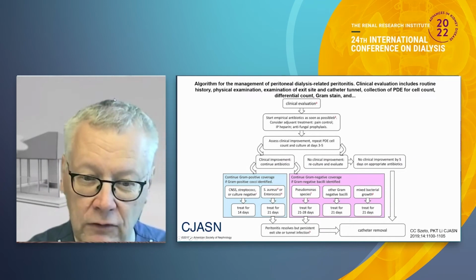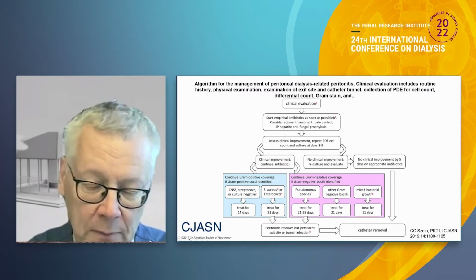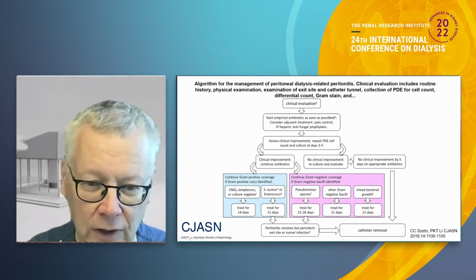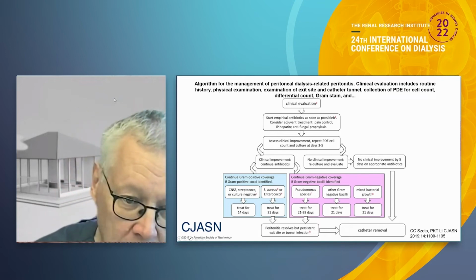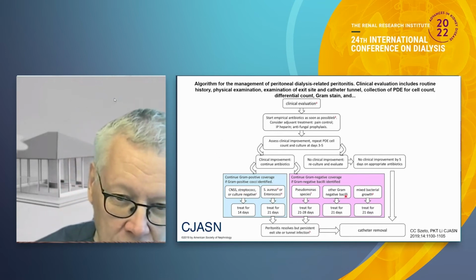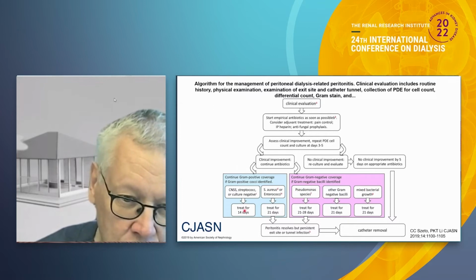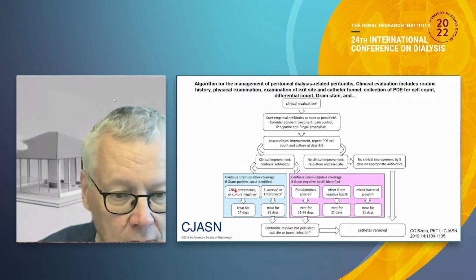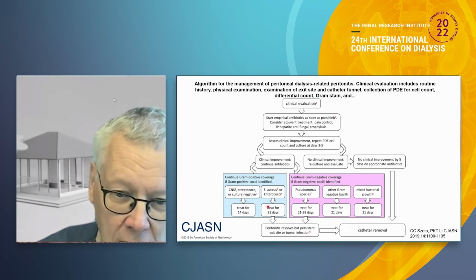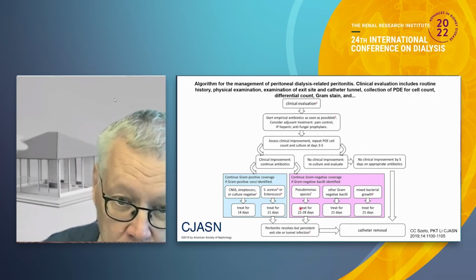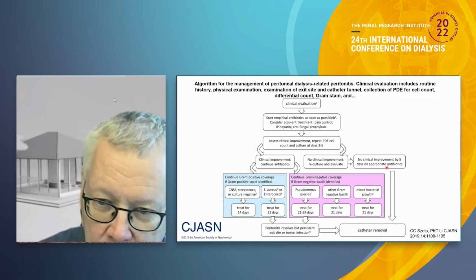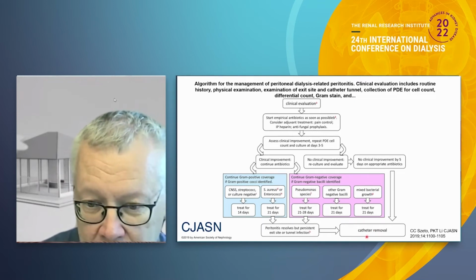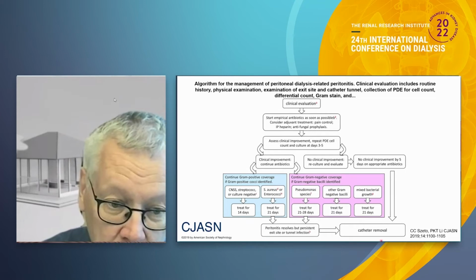This is a quite useful scheme from a paper in JASN from Hong Kong, where they suggest how you treat them. I just want to point out here that depending on the bacteria, you treat for 2 weeks for coagulase-negative staphylococci and streptococci, and most others for 3 weeks, but you prolong it, for example, for Pseudomonas. And if you have failure in 5 days with appropriate antibiotics, you should go for catheter removal.